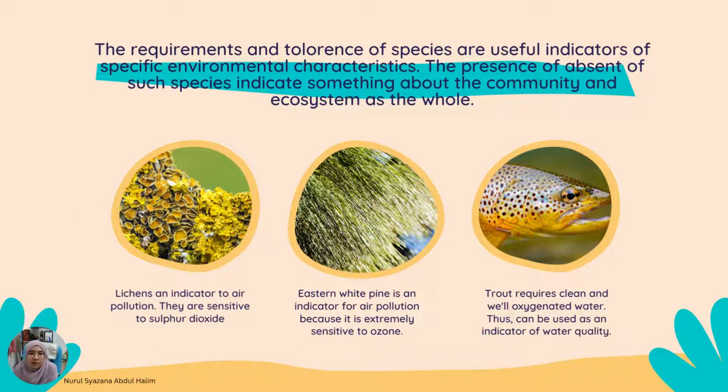The requirements and tolerance of species are useful indicators of specific environmental characteristics. The presence or absence of such species indicates something about the community and ecosystem as a whole. For example, lichens are indicators of air pollution because they are sensitive to sulfur dioxide. Eastern white pine is also used as an air pollution indicator because it is extremely sensitive to ozone. Fish species like trout require clean and well oxygenated water. Thus, it can be used as an indicator of water quality.